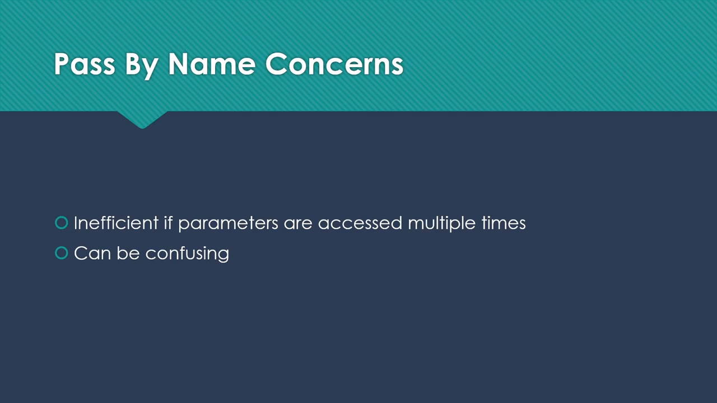This is part of why pass by name did not become a major, everybody's going to use this kind of parameter passing mechanism. You can do some cool stuff with it, but the principle that cool and efficient is less valuable than clear and easy to understand in general in code also applies to parameter passing. So this is one of the real dings against pass by name.